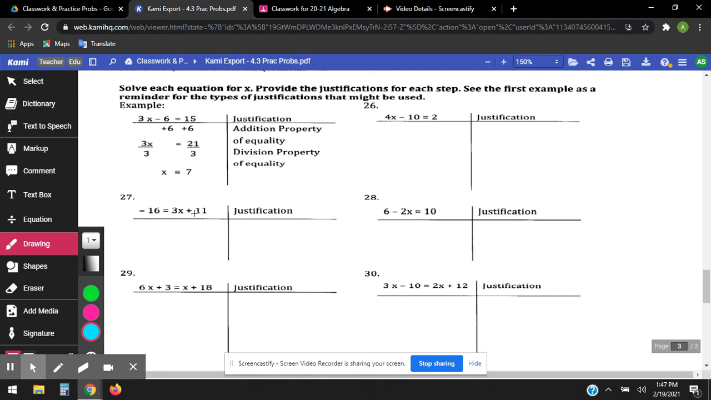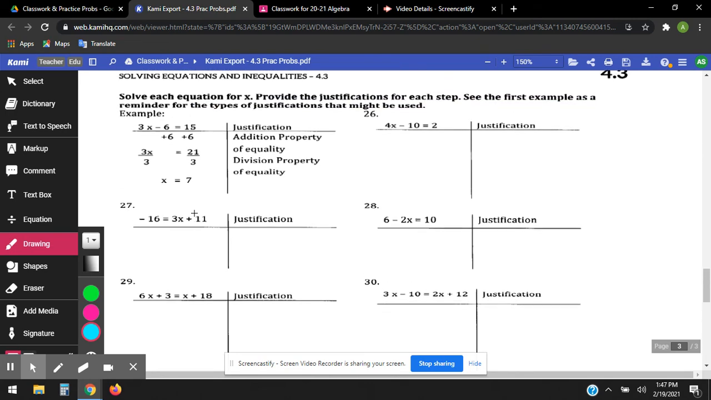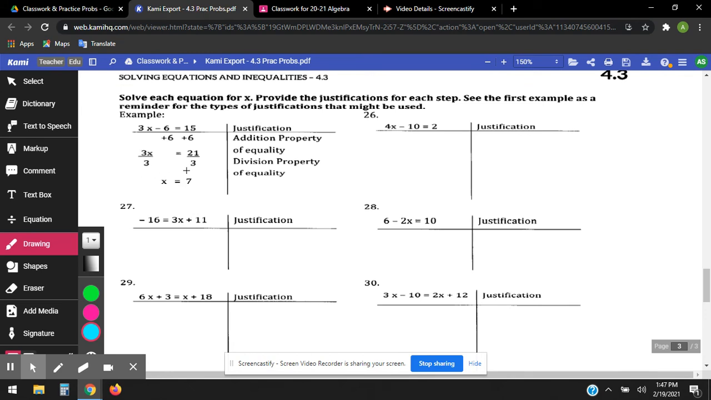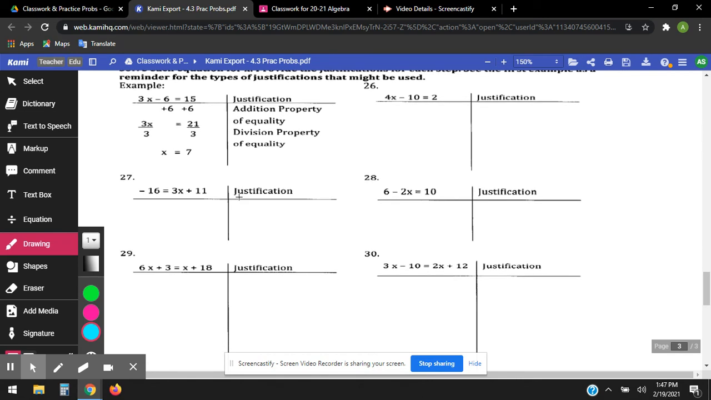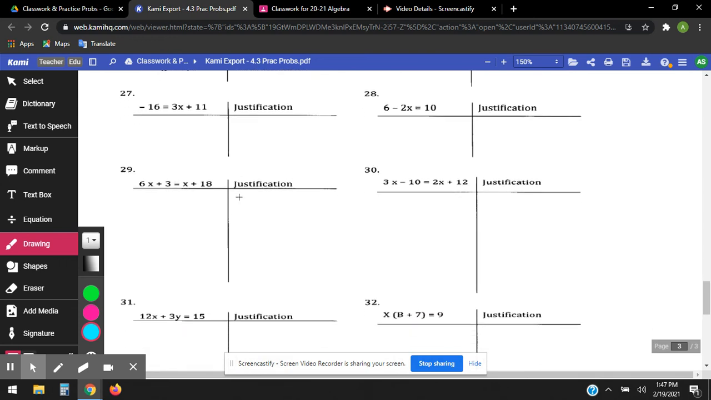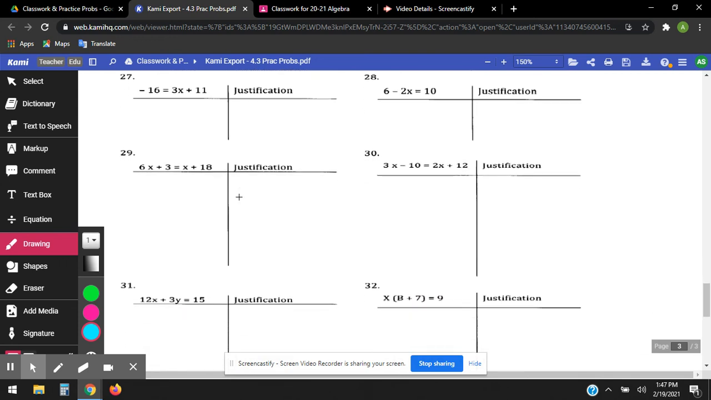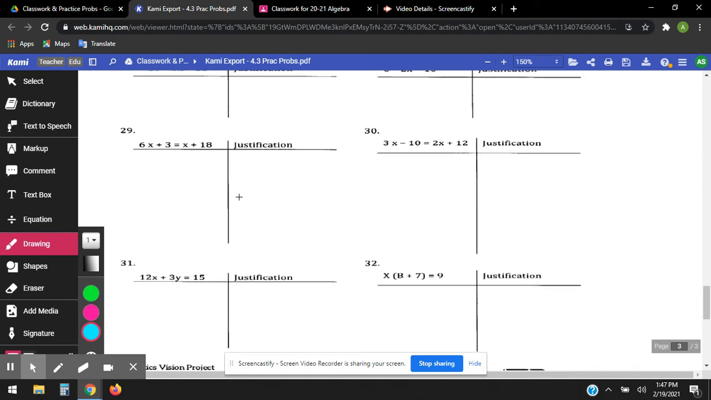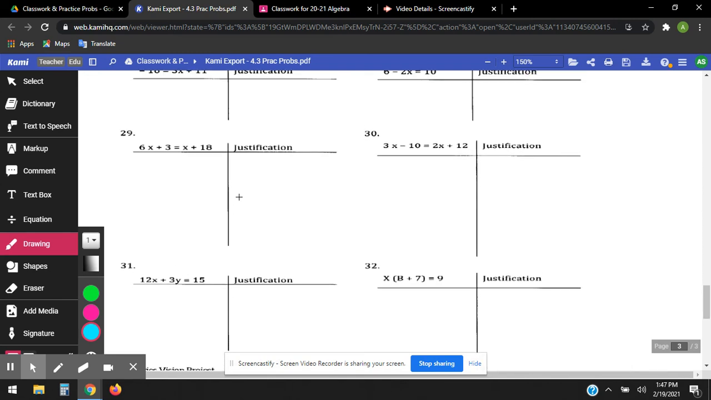Justification would be, never mind. This is the next problem. I thought we had to solve to prove it worked. Because 3 times 7 is 21. 21 minus 6 is 15. So you can always double check. Let's just pick a couple to do. I'm going to jump down to 29 and 30. How about 29 and 32? That way you get one each of the more complicated.